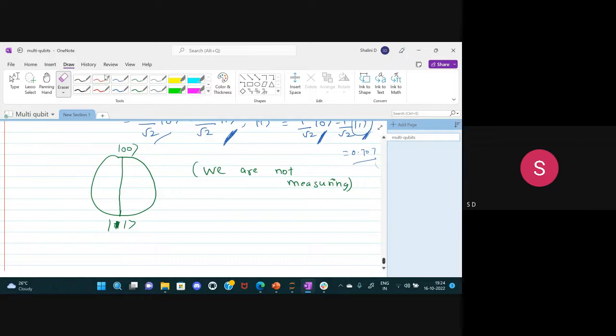This is the Q sphere for the Bell state.